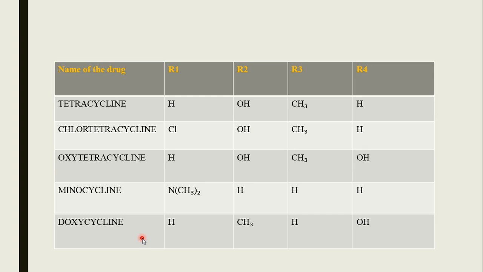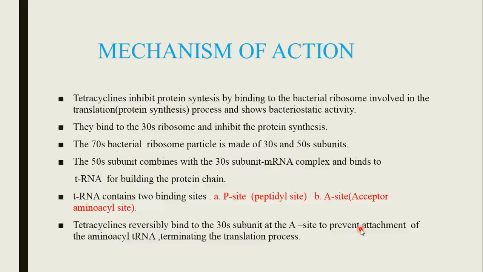Doxycycline. In doxycycline, there is a hydrogen atom at R1 position, methyl group at R2 position, hydrogen atom at R3 position, hydroxy group at R4 position. So these are the various drugs under tetracyclines. Now we'll see the mechanism of action of tetracyclines.